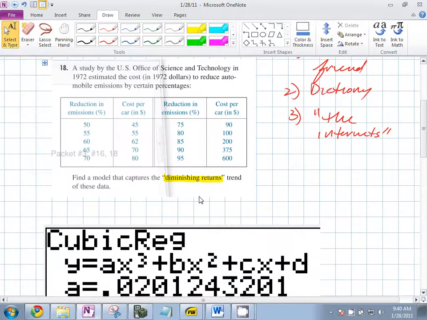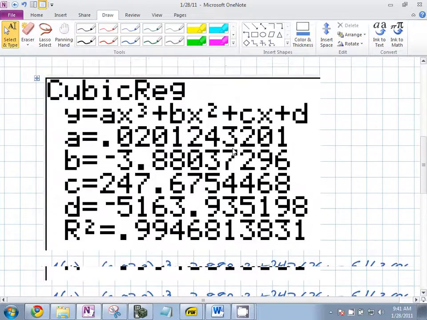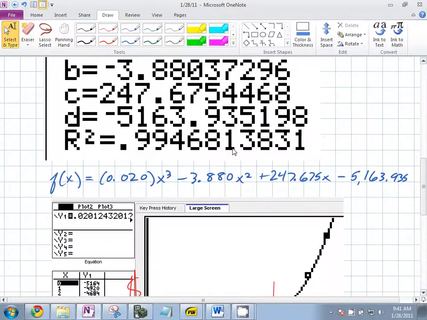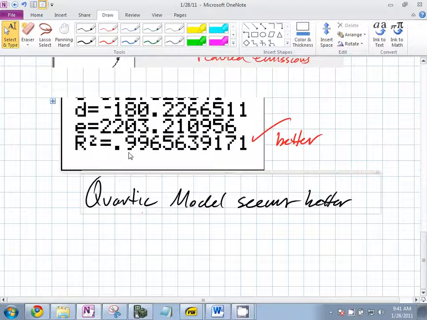Diminishing returns means that every time you go up 5%, it costs a lot more. You're getting a diminished effect. Your dollar doesn't do as much. Yes, that's one way to think about it. You're just being asked to describe the data, but they want you to run different models. Now, quartic was 0.996. Is that the best one? I think it's the best one.